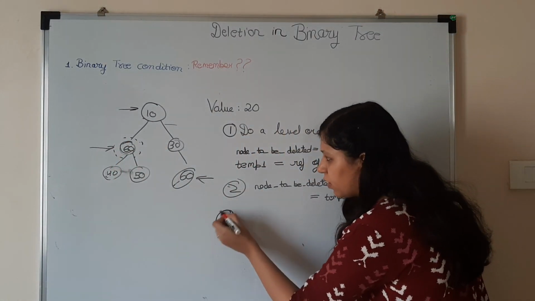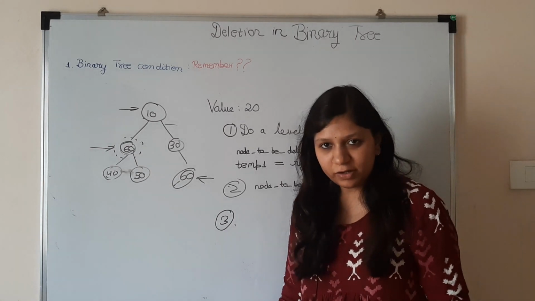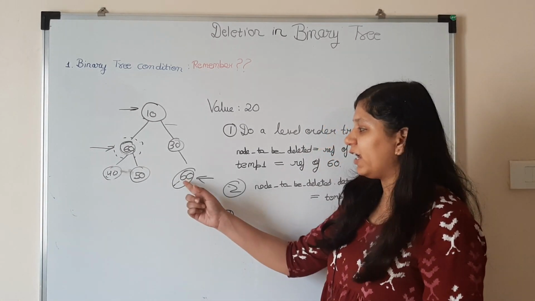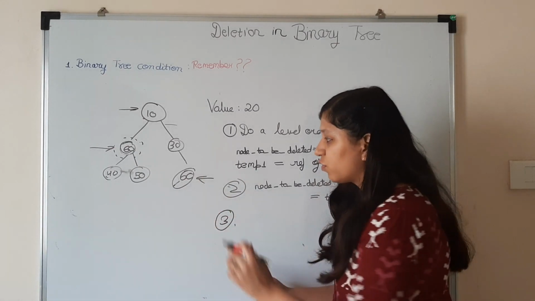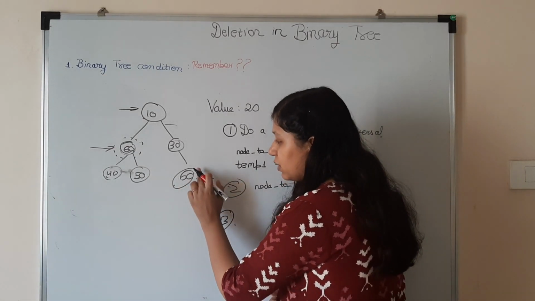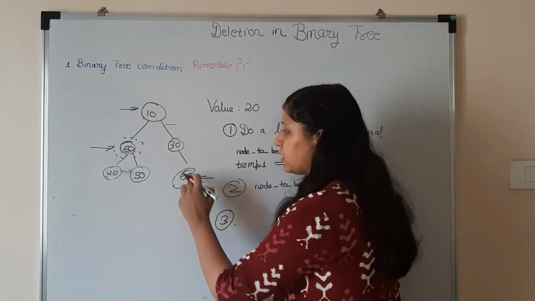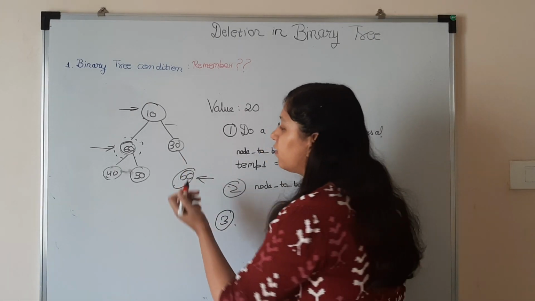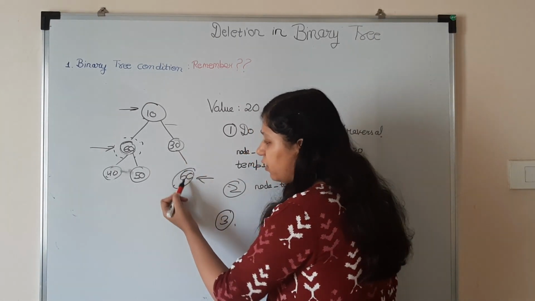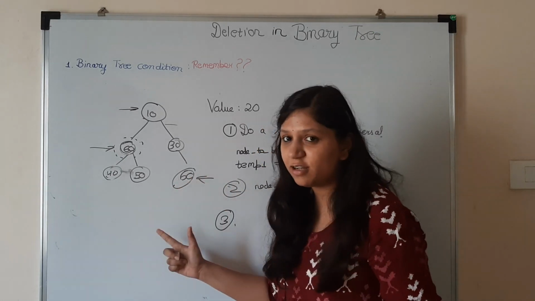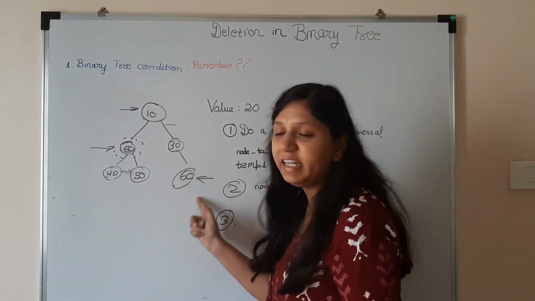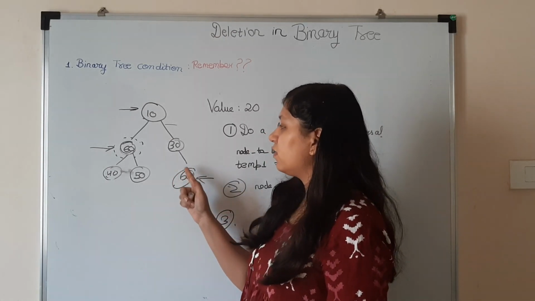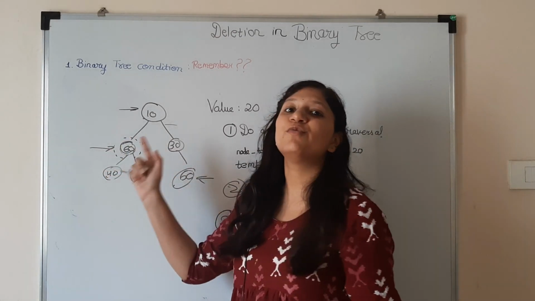Third step, again do a traversal and find the parent of this node 60, because you want to delete it. Whoever is the parent of 60, suppose 30 is the parent in this case, in 30's right, instead of the reference of 60, you should assign None. And that's how you have deleted this node, as well as the value 20.